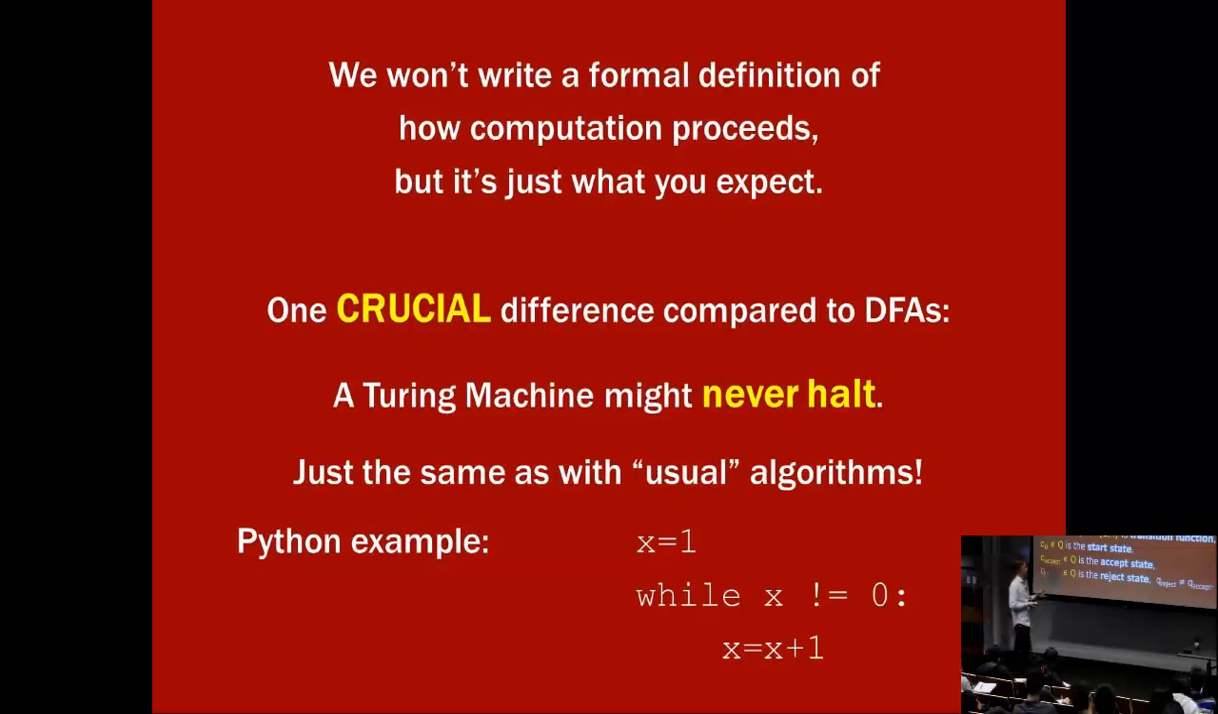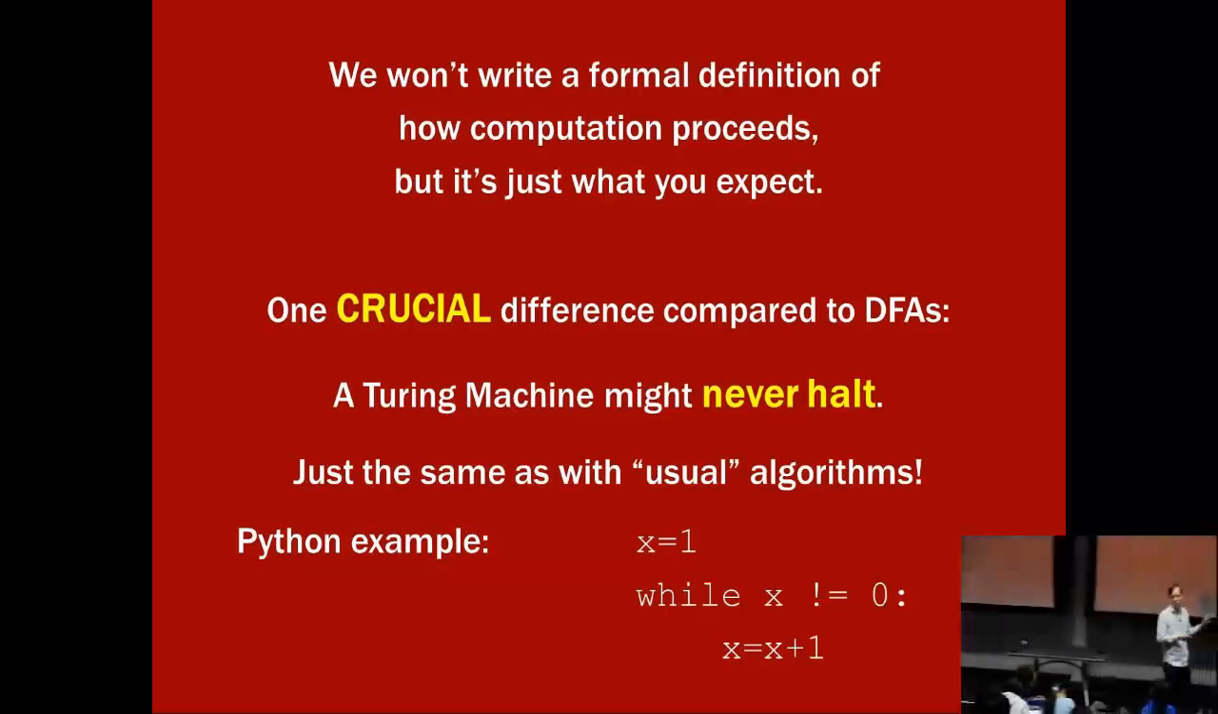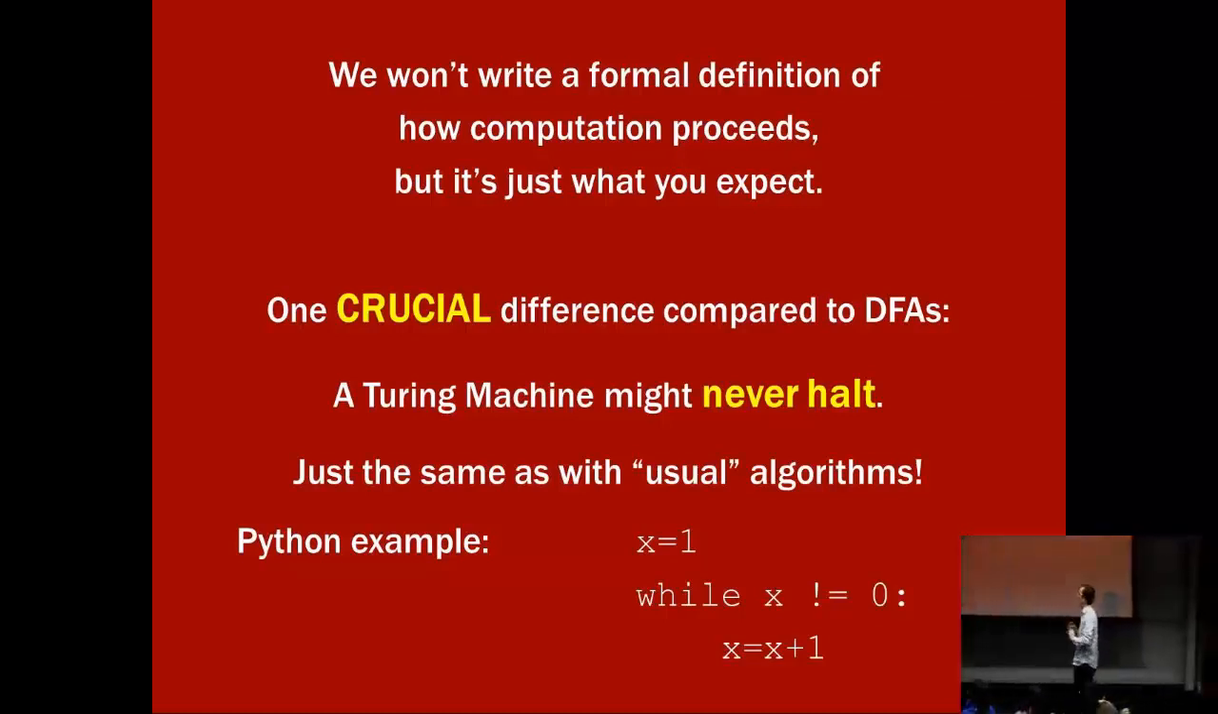So this is the official definition of what a Turing machine is. We could also write the official definition of how it computes, but that would be probably two or three more slides, and I'm not going to do it. It's just what you expect, though. It's what I explained in words, OK?